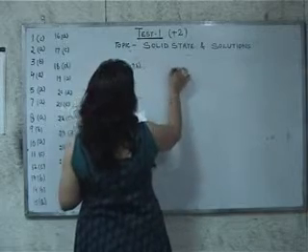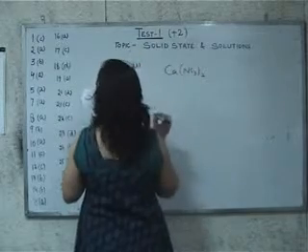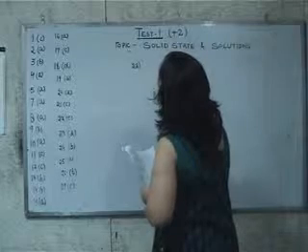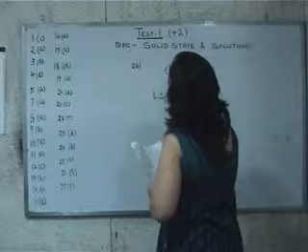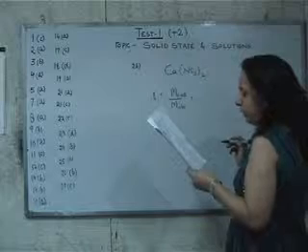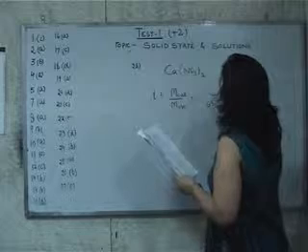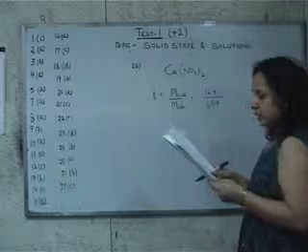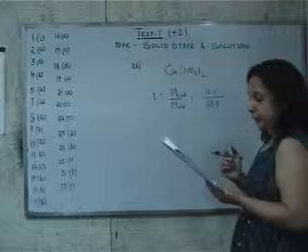Twenty-eighth question. There is calcium nitrate given, Ca(NO3)2. In this calcium nitrate, the i factor is equal to M calculated upon M observed. You are given the calculated mass and observed mass. The observed value is 65.4 and the calculated value is 164. 164 is the calculated value, 65.4 is the observed value.